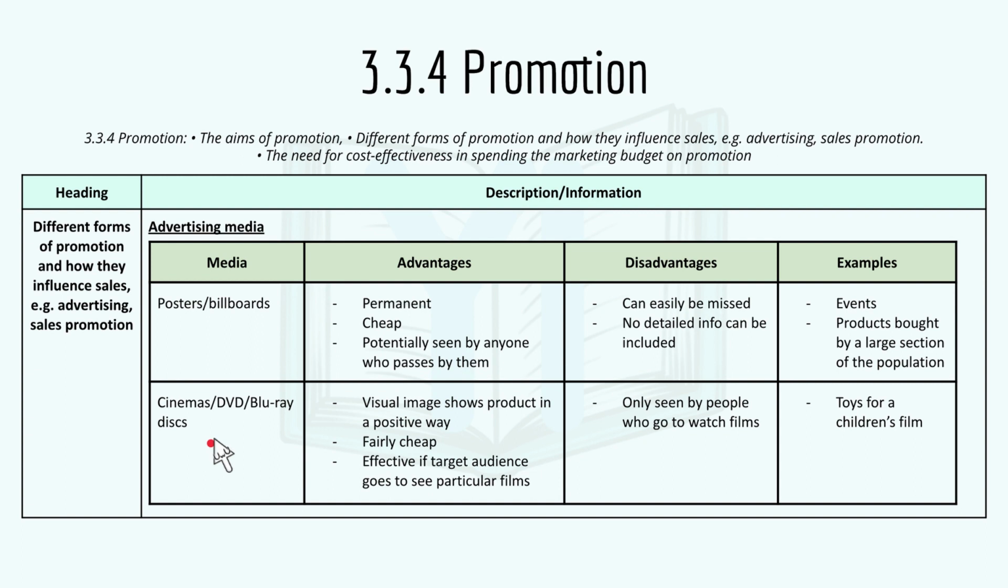Then we have cinemas or DVD or disc. Advantages include the visual image shows the product in a positive way and it's fairly cheap, and it's effective if the target audience goes to see particular films. But disadvantages include it can only be seen by people who go to watch films, and examples include toys for a children's film.